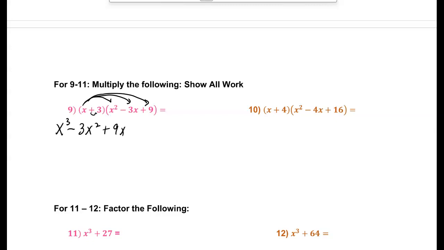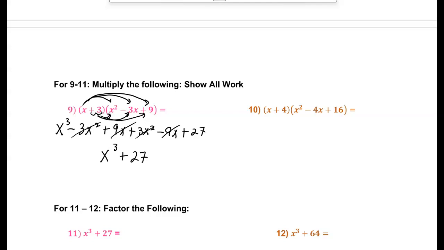And then our positive 3 is getting distributed to all 3 of those. We get plus 3x squared minus 9x, and then we go plus 27. Now, what's the cool thing that just happened with all this? Do we have a lot of terms that simplify out to 0? And we get this lovely thing of just x cubed plus 27.